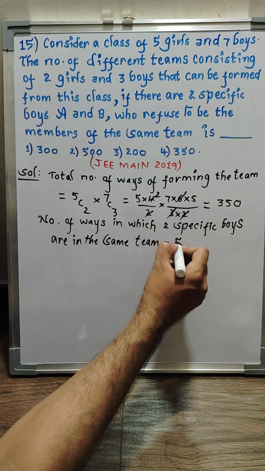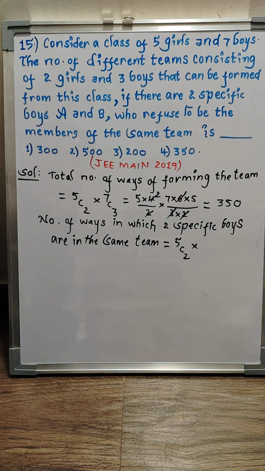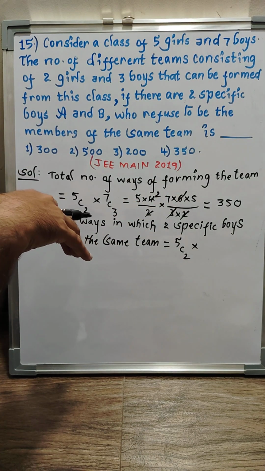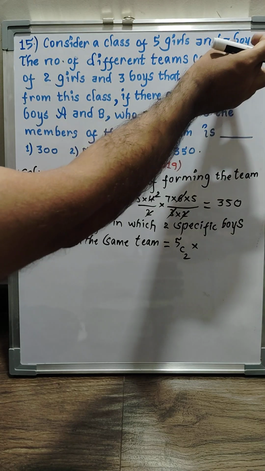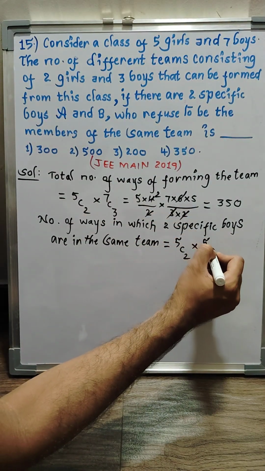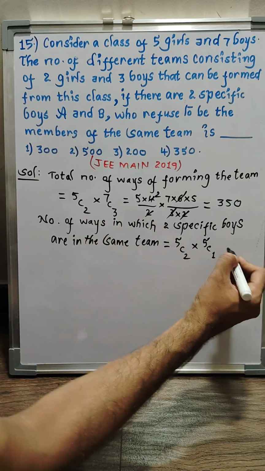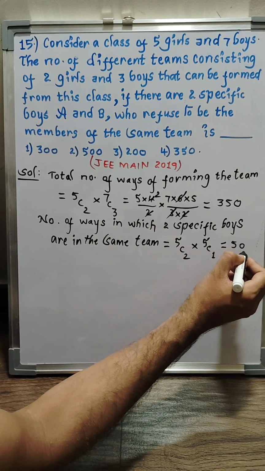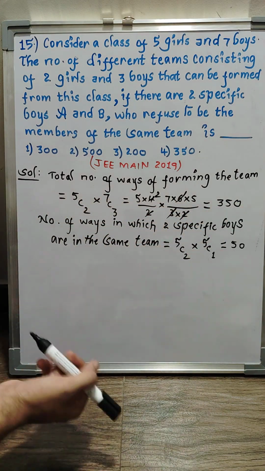girls can be selected in the similar way, 5C2, multiplied by, out of 7 boys, 2 particular boys are in the same team I am considering. So in selecting 3 boys, 2 are already selected, so the remaining 1 boy we have to select from the remaining 5 boys. So 5C1 ways. 5C2 value becomes 10 into 5, which can be taken as 50 here. So the number of teams that can be formed according to the given condition will be total 350 minus 50.